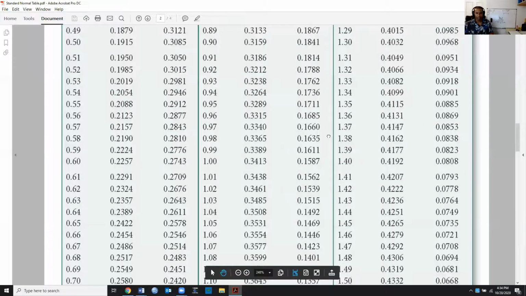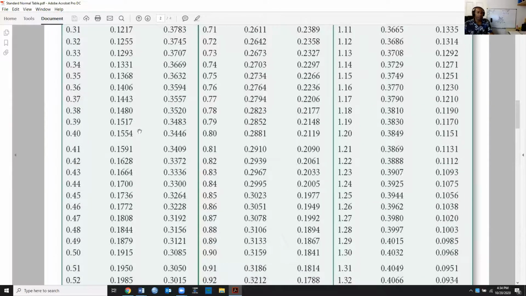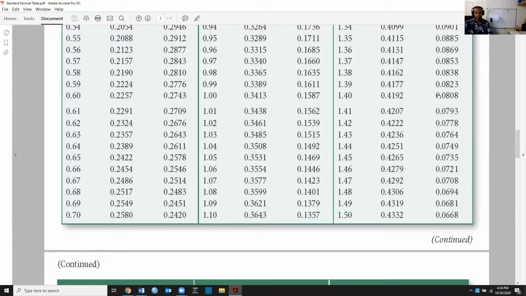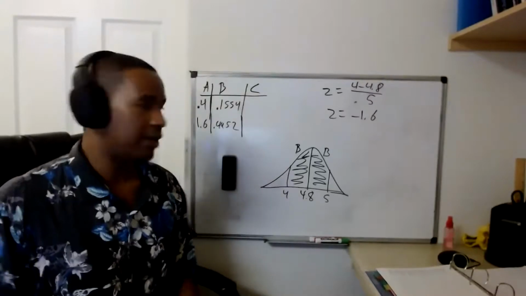So I'm going to bring this table back up, and we're going to look for 0.4 first, 0.40. And when I look for 0.40, I see 0.1554 in the B column. And then when I go to 1.6, I see 0.4452. Okay, which tells me that here, if I were to round this up, 15.54, what percentage do I have?